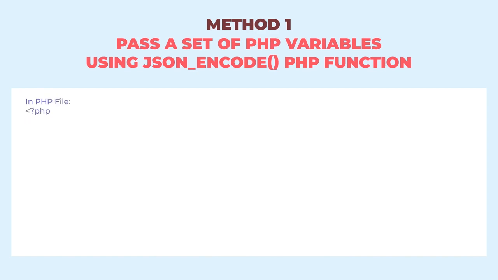Method 1. Pass a set of PHP variables to JavaScript using JSON encode PHP function.